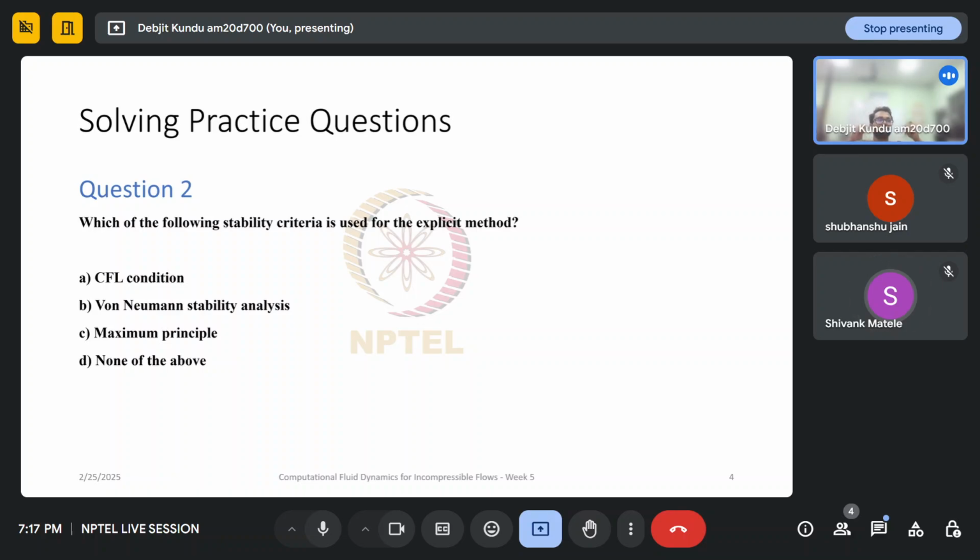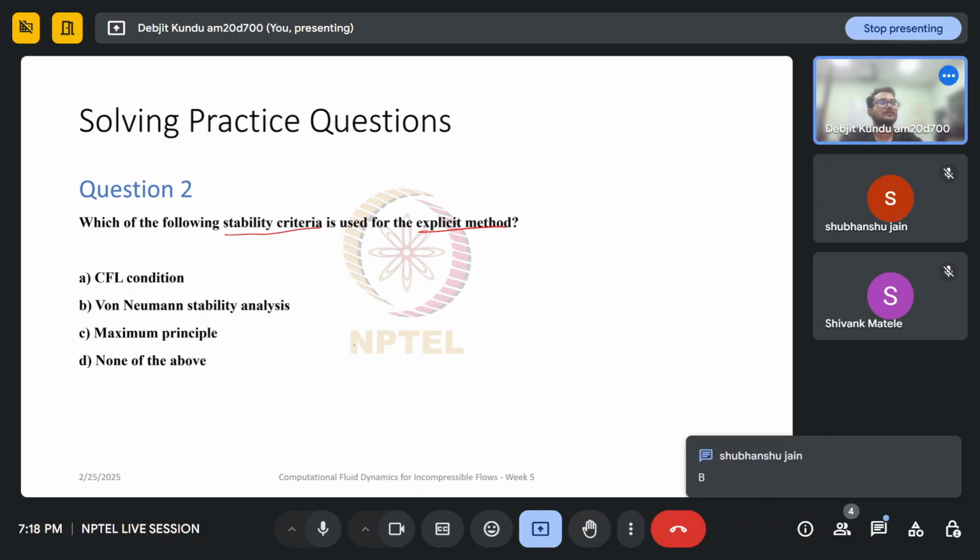Okay, moving on to the next question, question number two: which of the following stability criteria is used for the explicit methods? Is it option A, CFL condition, or CFL criteria, you can call it? Option B, von Neumann stability analysis? Option C, maximum principle? Or option D, none of the above? Okay, we have one response in favor of option B.